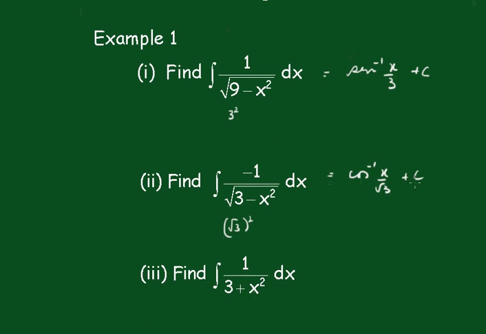And finally this little one here, again that is a root 3 squared. So this will be the inverse tan, so it'll be 1 on root 3 first, inverse tan of x on root 3 plus a constant.